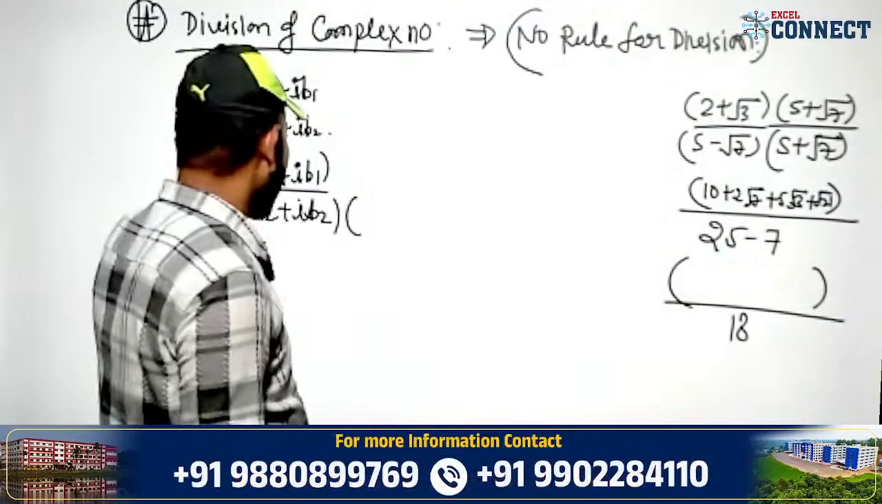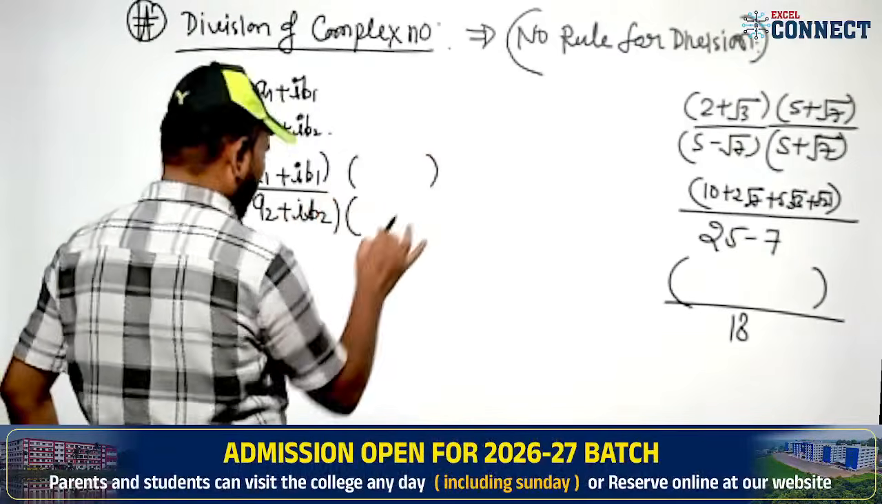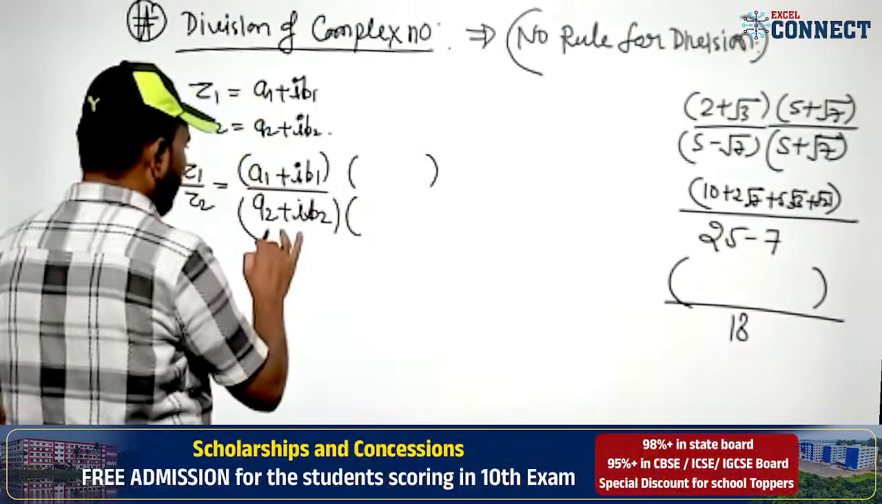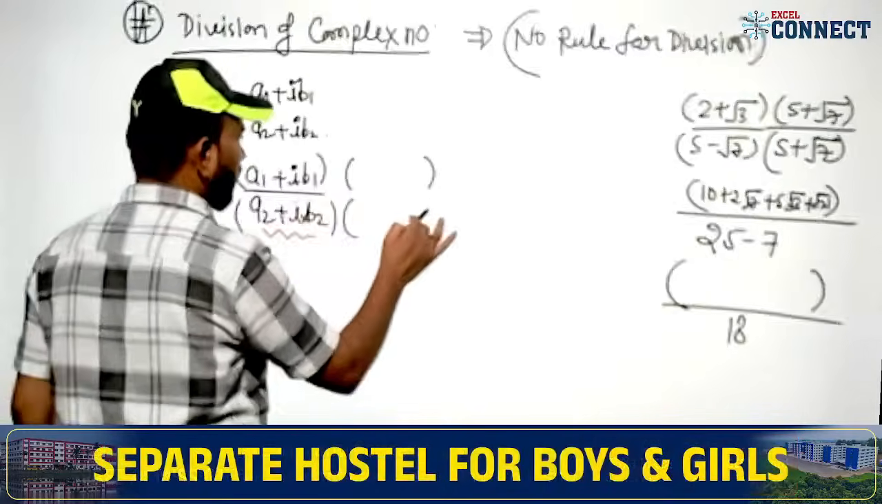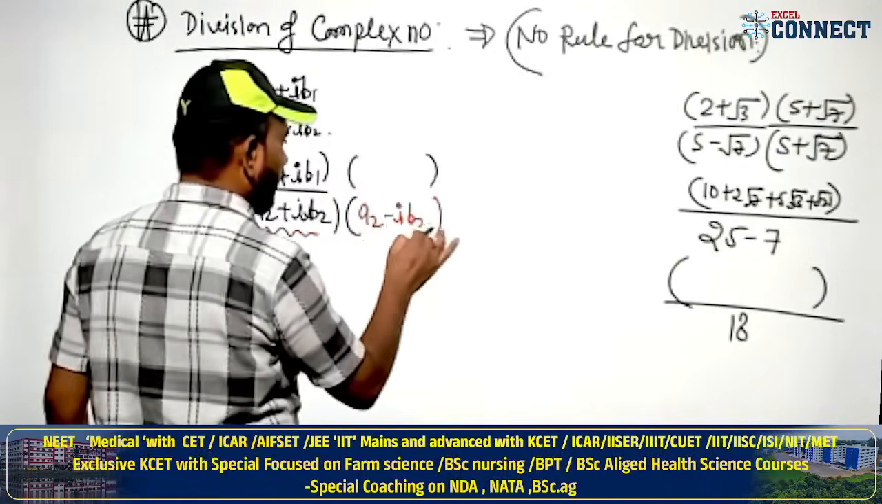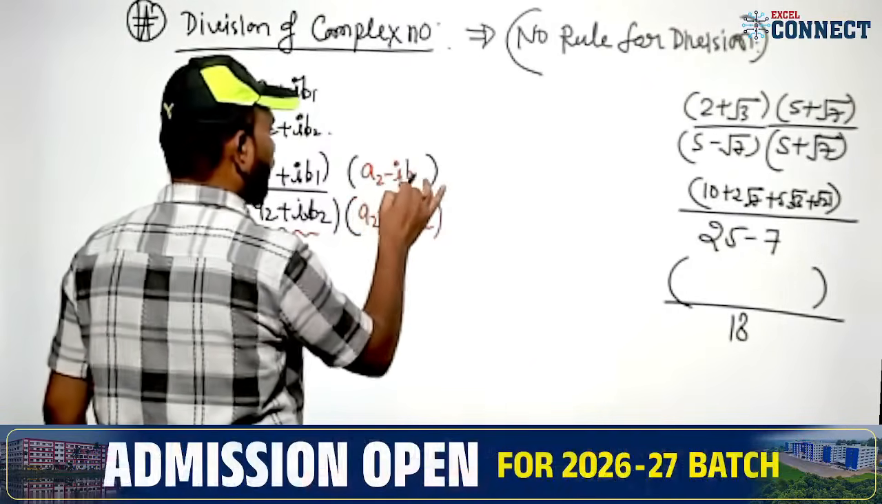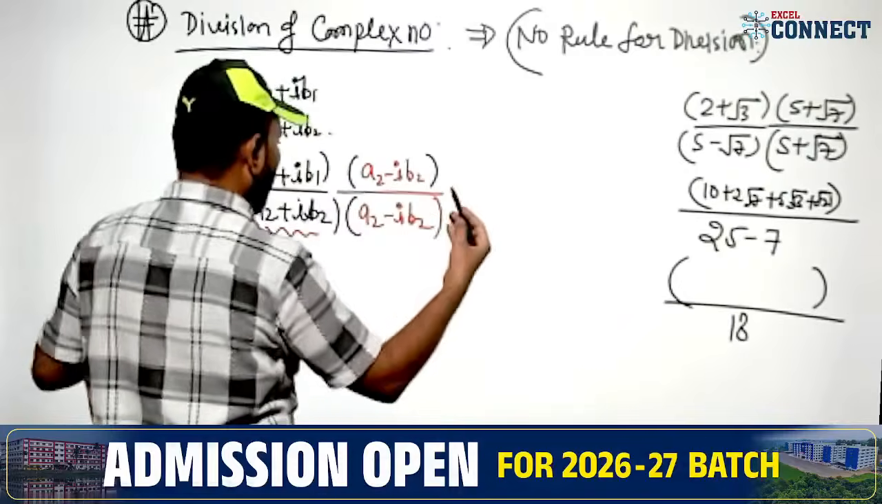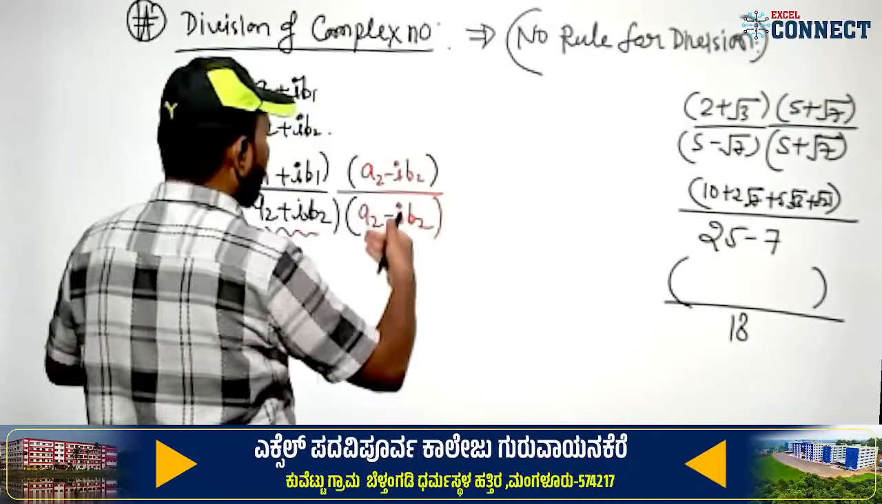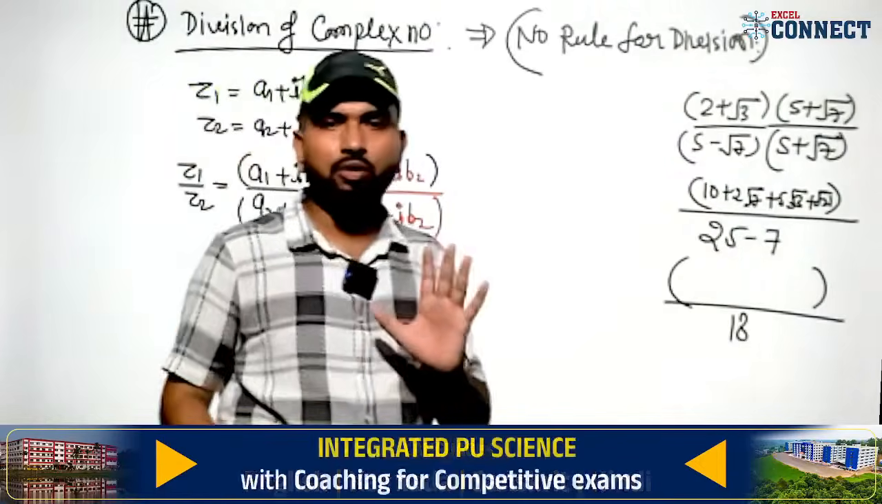So I am explaining here. Now you need to multiply both sides by the conjugate of the denominator. So what is it? A2 minus iB2. You multiply this with the numerator and the denominator, then multiply term by term, and the problem gets solved automatically.